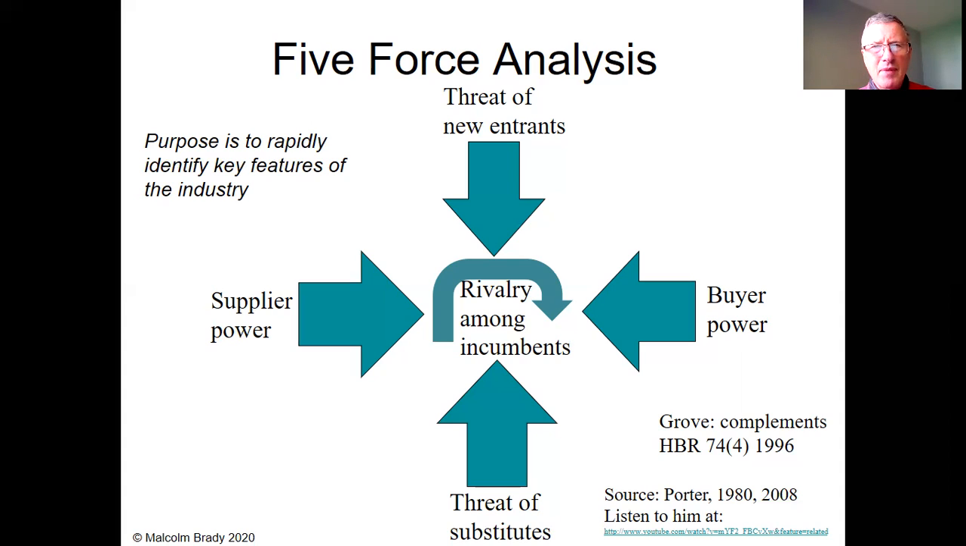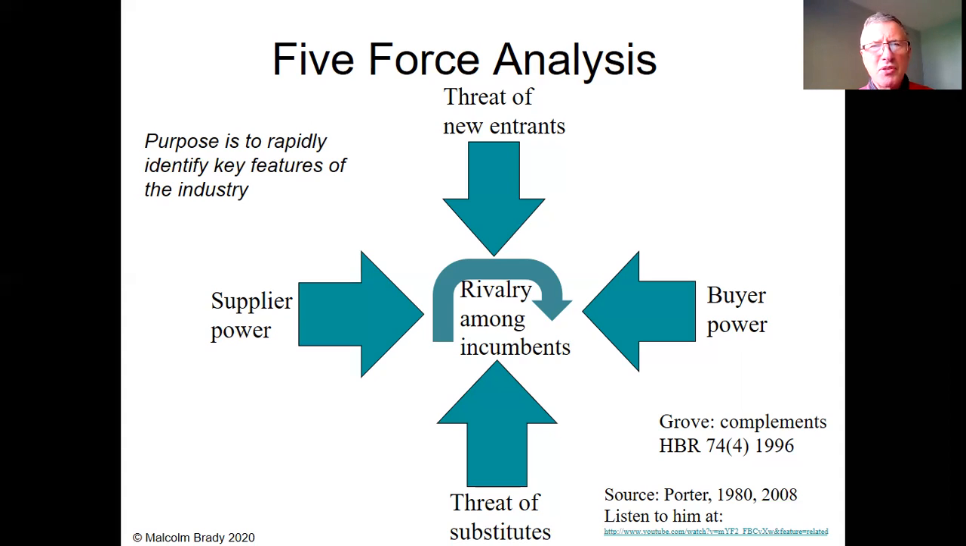Okay. On the other side, on the bottom of the diagram, then, threat of substitutes. Well, again, substitutes are products or supplies or services provided by another industry that can substitute for the products of the industry you're in.